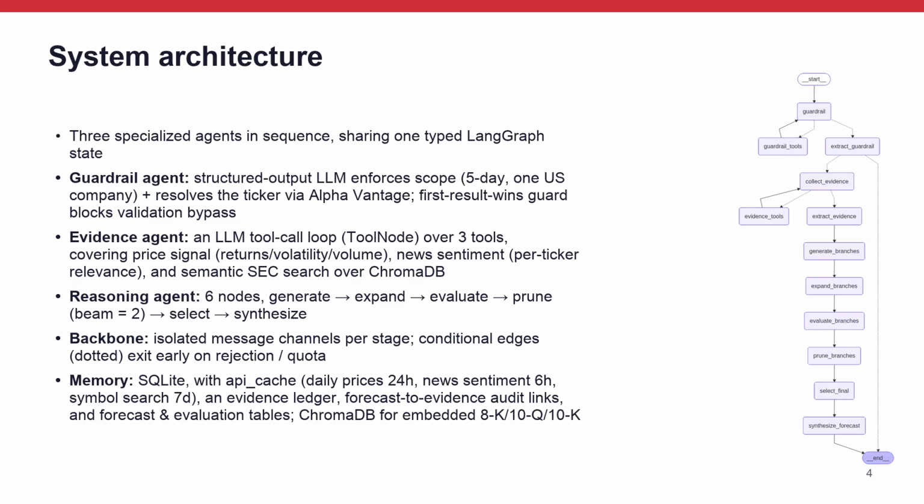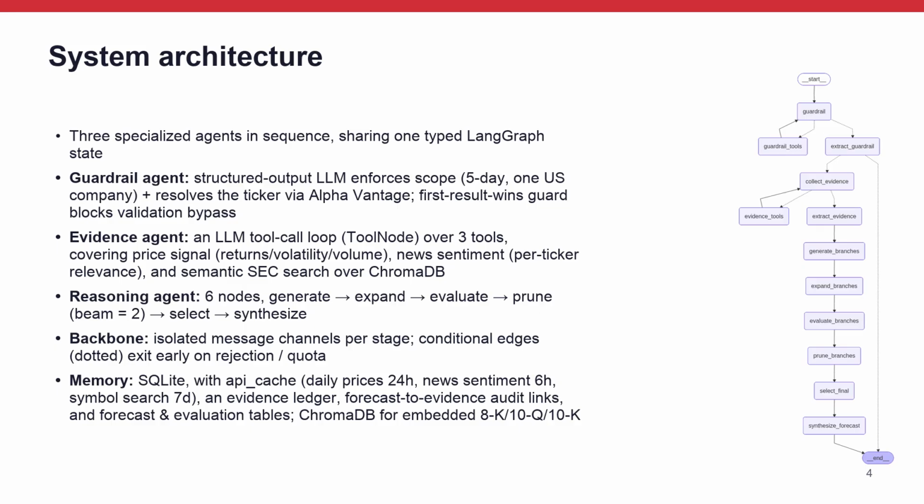There are 2 stores. ChromaDB holds the embedded SEC chunks for semantic search, but most of the system's state lives in a single SQLite database of 6 tables that plays 3 distinct roles. First, it's a transparent TTL cache. Every external API call lands in one API cache table, keyed by request and saved with an expiry. 24 hours for daily prices, 6 hours for news sentiment, a week for symbol search lookups. On a free tier capped around 25 calls a day, that cache effectively multiplies how many forecasts I can run, because a repeat request for the same ticker hits SQLite, not the network.